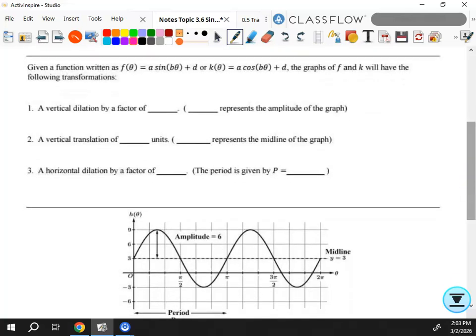So they have given us these functions, f of theta and k of theta. One is sine, one is cosine. Your a is out front there. That's your vertical dilation, just like it's always been. B, that's your horizontal dilation, like it's always been. And then that plus or minus d at the end, that is just your vertical translation. Exact same stuff, okay? So if I have a vertical dilation, it's always by a factor of the absolute value of a.